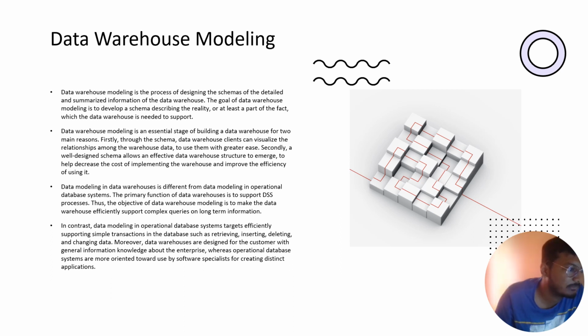In contrast, data modeling in operational database systems targets efficiently supporting simple transactions in the database such as retrieving, inserting, deleting, and changing data. Moreover, data warehouses are designed for the customer with general information knowledge about the enterprise, whereas operational database systems are more oriented towards use of software by specialists for creating distinct applications.